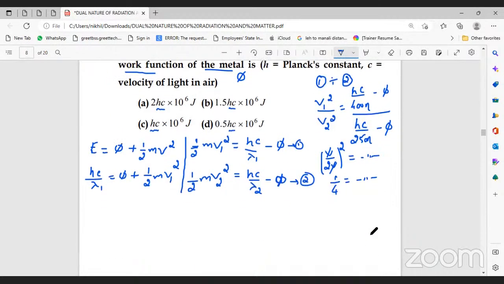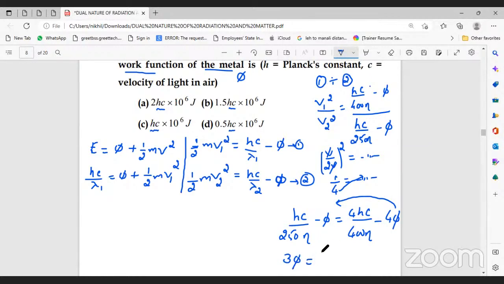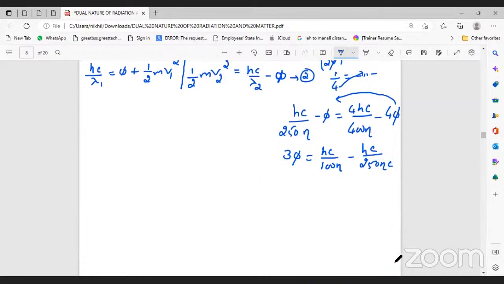If I do the cross multiplication, what am I going to get? hc by 250 nano minus work function is equal to 4 times the numerator. So 4 times hc divided by 400 nano minus 4 times the work function. Shift this term to this side. What will happen? Plus 4, 5 minus 5. It is 3, 5. 4 hc by 400 nano, hc by 100 nano minus hc by 250 nano.